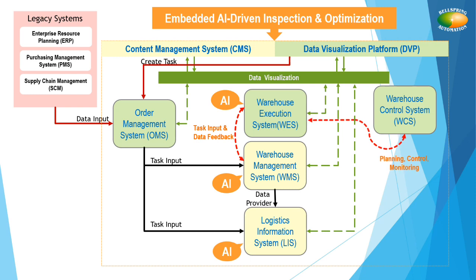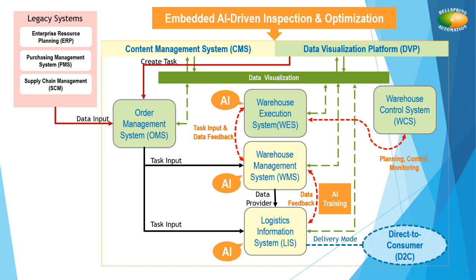The warehouse control system then handles planning, control, and monitoring. Data feedback is used between systems to facilitate AI training. Finally, a delivery mode is selected for direct-to-consumer delivery.